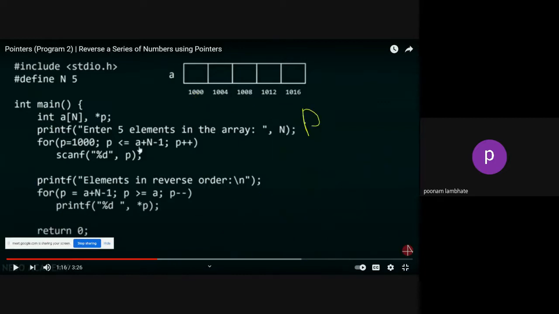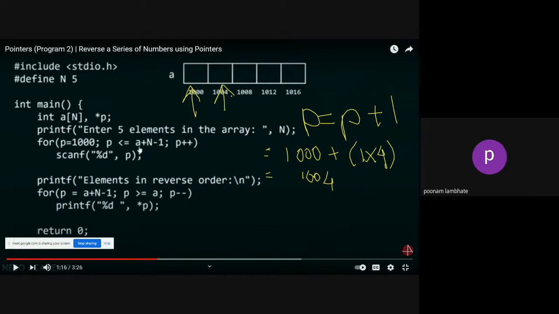If I do p is equal to p plus 1, what will happen? It will become equal to 1000 plus 1 into 4. So it will become 1004. So initially p was pointing to this address 1000. Now I have incremented by 1, so it is pointing to the address 1004 so that I can access the second element of the array. Now p is pointing to this 1004 address.